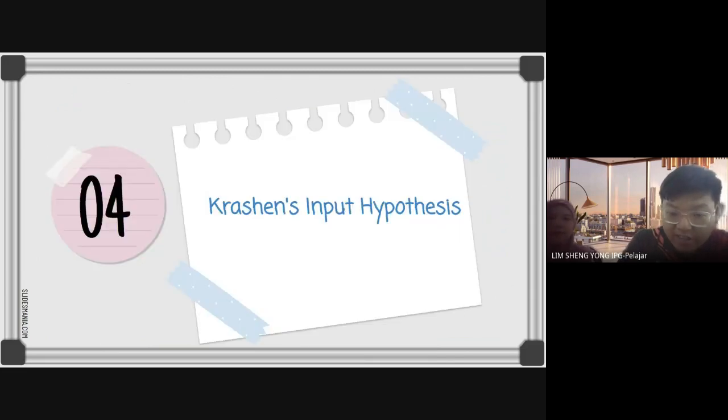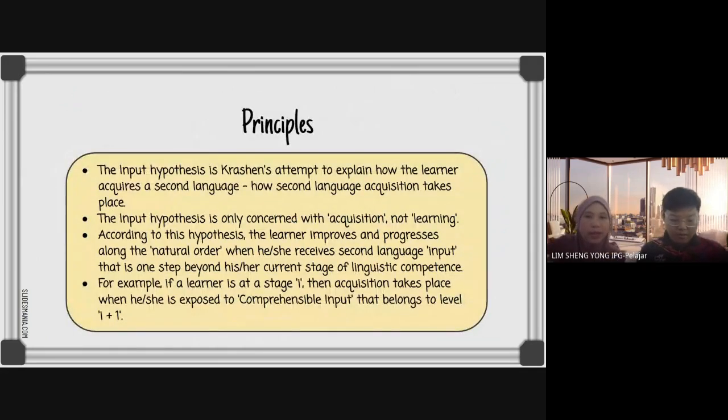Now, Krashen's input hypothesis. All right. Okay, thank you, Sheng. So now I'm going to explain the four theories that we have identified and analyzed in the original lesson plan. The input hypothesis is Krashen's attempt to explain how the learner acquires the second language, which is how second language acquisition takes place. The input hypothesis is only concerned with acquisition, not learning.